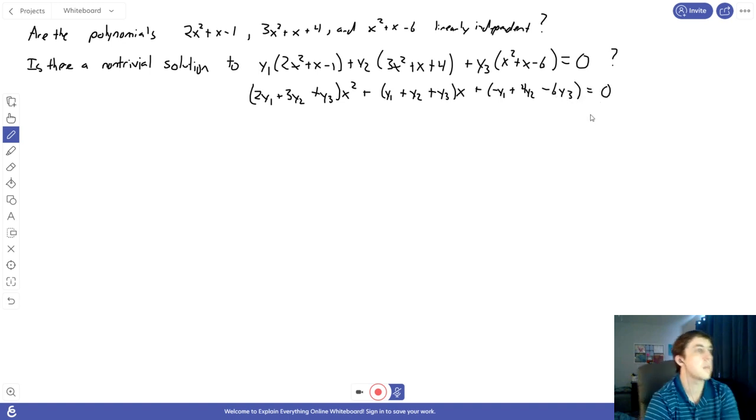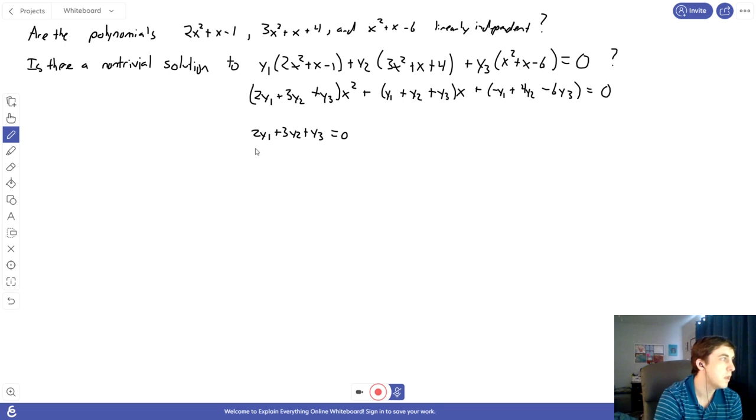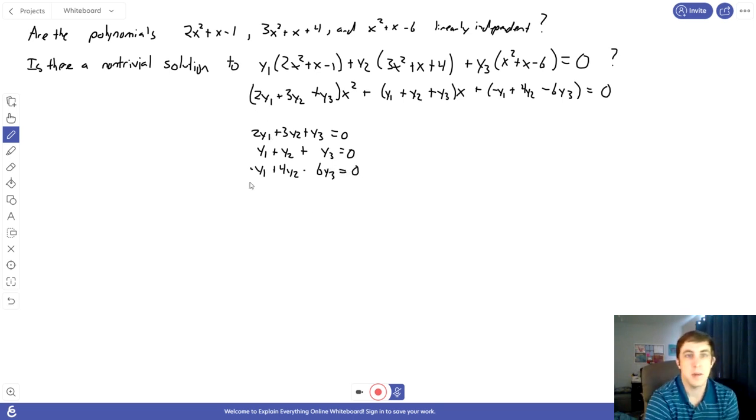And we want to think about solutions of producing the zero polynomial there. The only way that could be zero is if this first coefficient is 0, the second coefficient is 0, and that third coefficient is 0. So we need these three things to happen simultaneously. 2y1 plus 3y2 plus y3 needs to be 0. y1 plus y2 plus y3 needs to be 0. And negative y1 plus 4y2 minus 6y3 also needs to be 0. Now we have a system of equations, and we're asking ourselves how many solutions this system has.